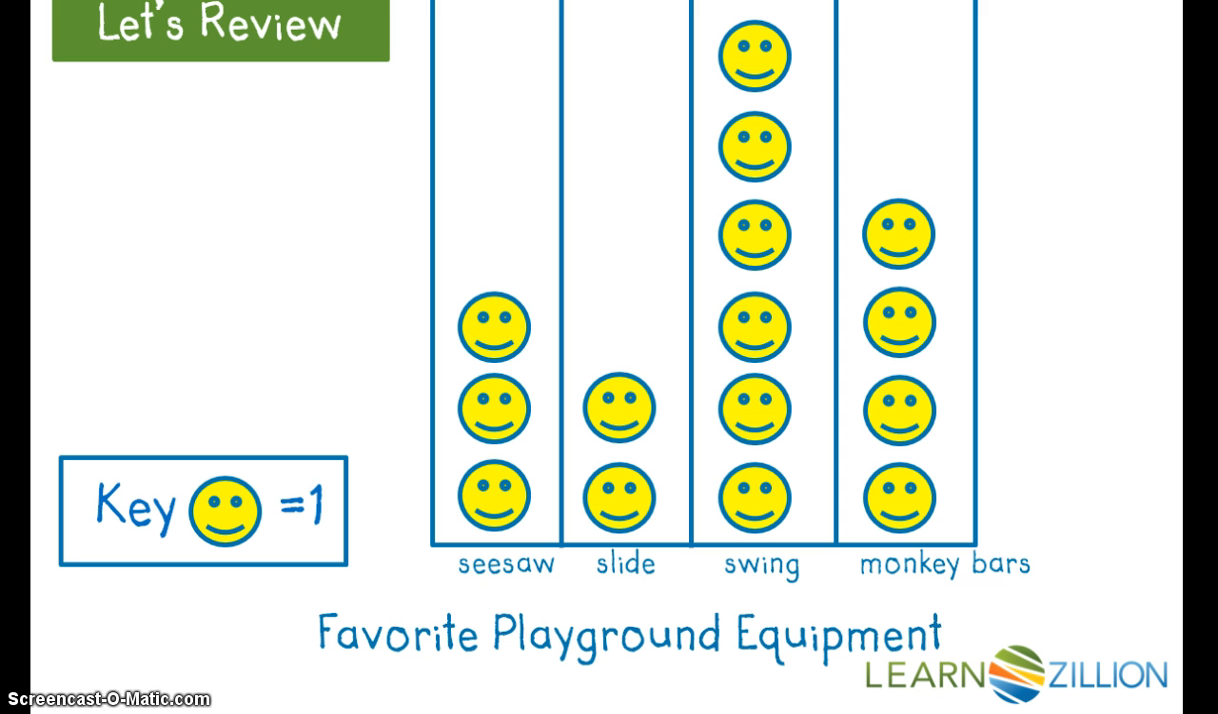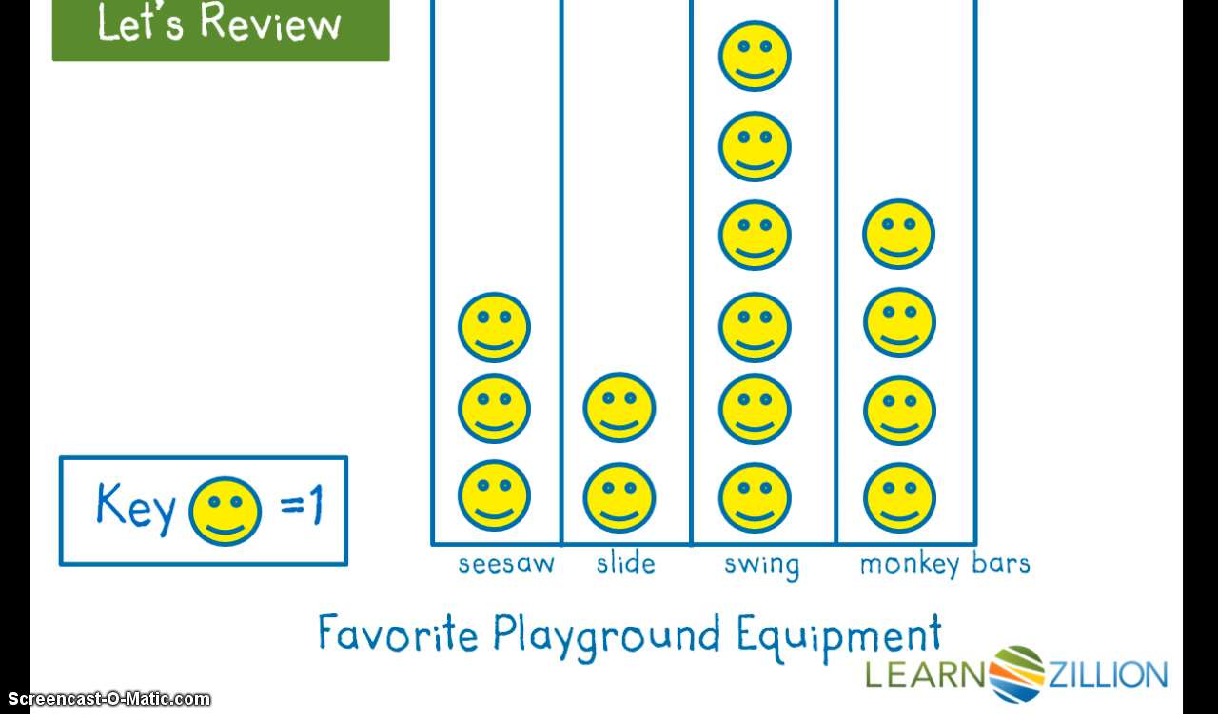So let's review. In front of you is a picture graph. I know that some of the key things I need to look for when looking at a picture graph are the title, the categories, and the key. So I see my title is Favorite Playground Equipment. I see the categories are seesaw, slide, swing, monkey bars. And next I need to look for the key. I notice that the key shows that one smiley face equals 1.